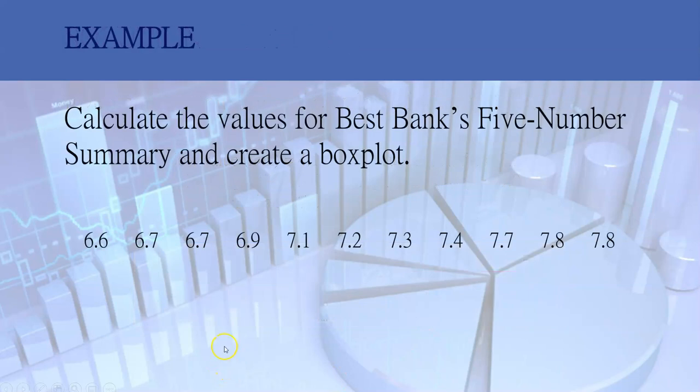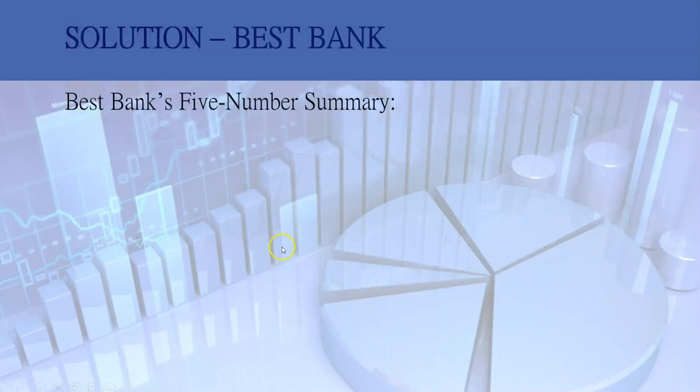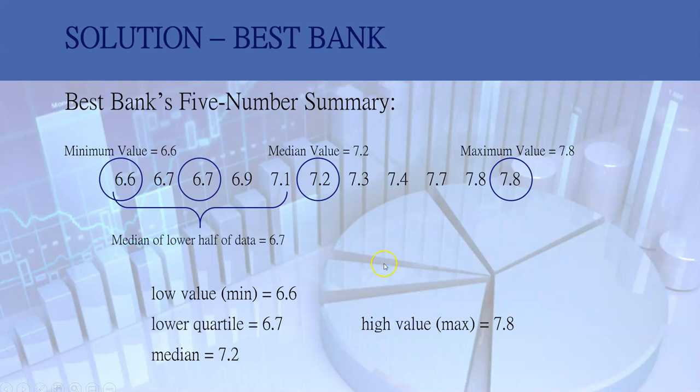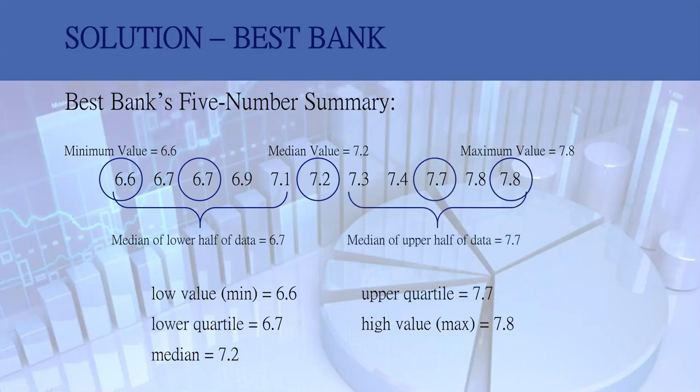And now we're going to look at it with Best Bank, which we already know, looking at the bar graph, had very low variation. But now we're going to look at it in a different way with the box plot. So first, let's find the 5-number summary. I find my low value, then my high value, then my median. Then I look at the lower half of my data and find the median of that. Then I look at my upper half of my data and find the median of that. And there's all 5 numbers from my 5-number summary.